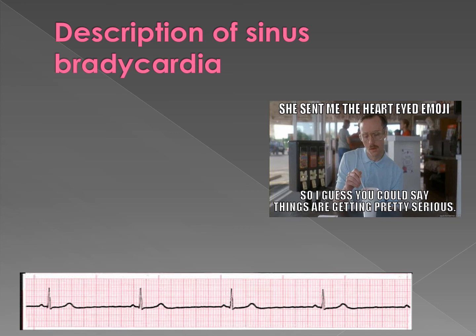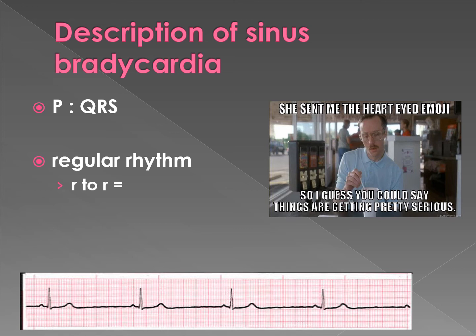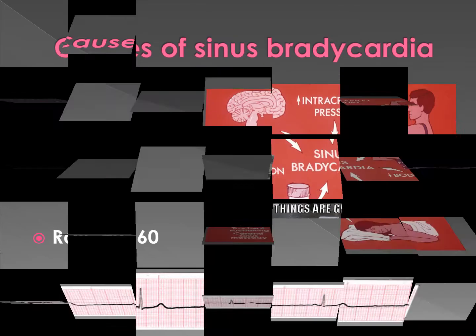So for every P, you will have a QRS complex. So that's a good sign. That means it's coming from the atria. You'll have a regular rhythm. In other words, the R to Rs will have the same amount of boxes. So when we're counting R to Rs, 5 boxes, 5 boxes, 5 boxes, so on and so forth. So your rate's going to be roughly around 40 to 60 for that sinus bradycardia.